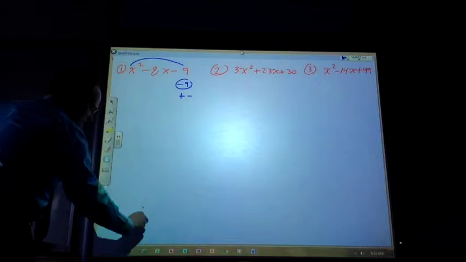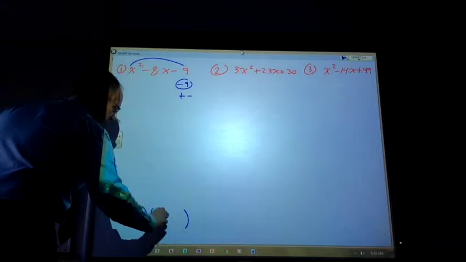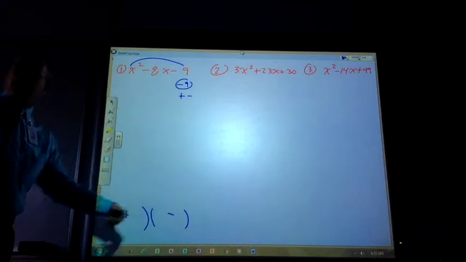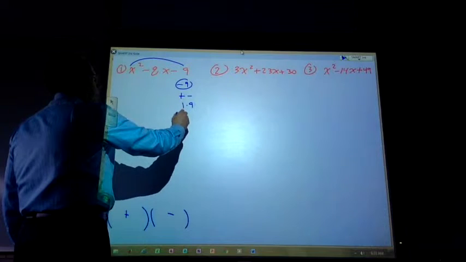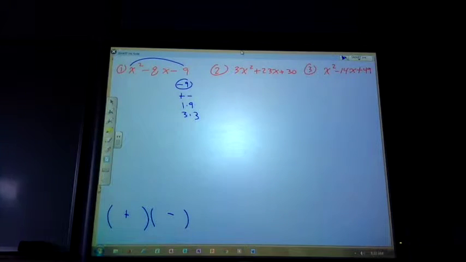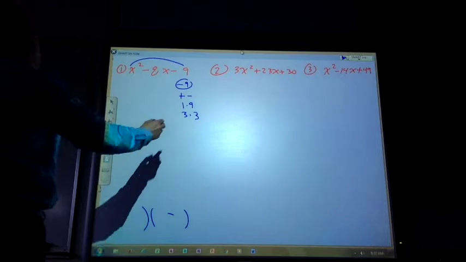So, our answer down here will have positive and negative. If you had negative and positive, that's fine. Okay, so I need the factors of 9. So I know 1 times 9 and 3 times 3. Which of those would work? One being positive, one being negative, then when I add them together, it gives me -8. 1 and 9. Which one has to be negative?